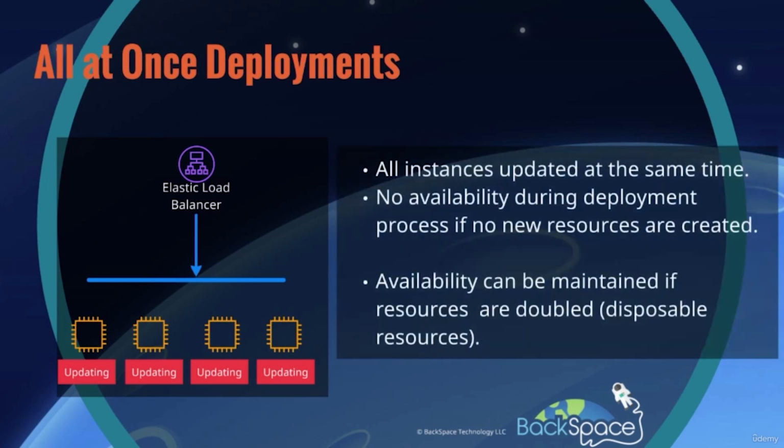So the points to take away here is that all the instances will be updated at the same time, and there will be no availability during that deployment process if no new resources are created. So to make sure that you have availability while this is going on, you need to make sure that the resources are doubled with disposable resources. So in this situation, you could just increase your group size of EC2 instances from 4 to 8, and you would still maintain availability. And when those new instances are up and running, you could terminate the old instances.